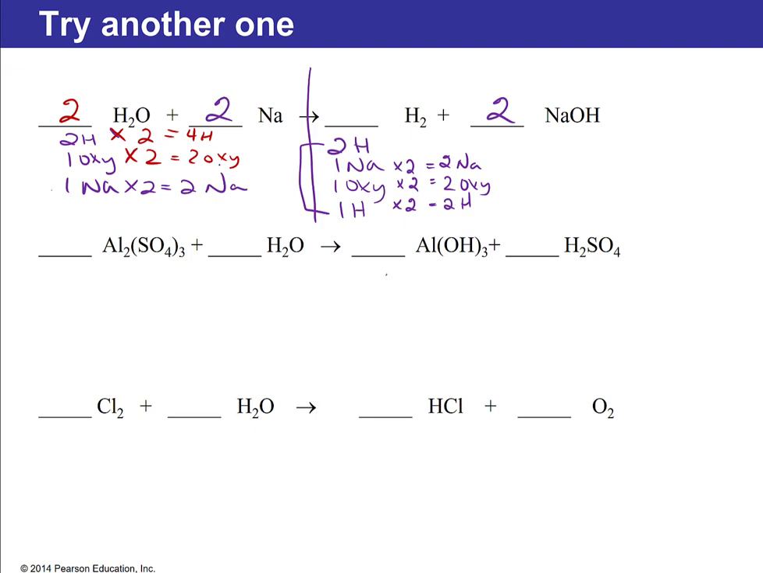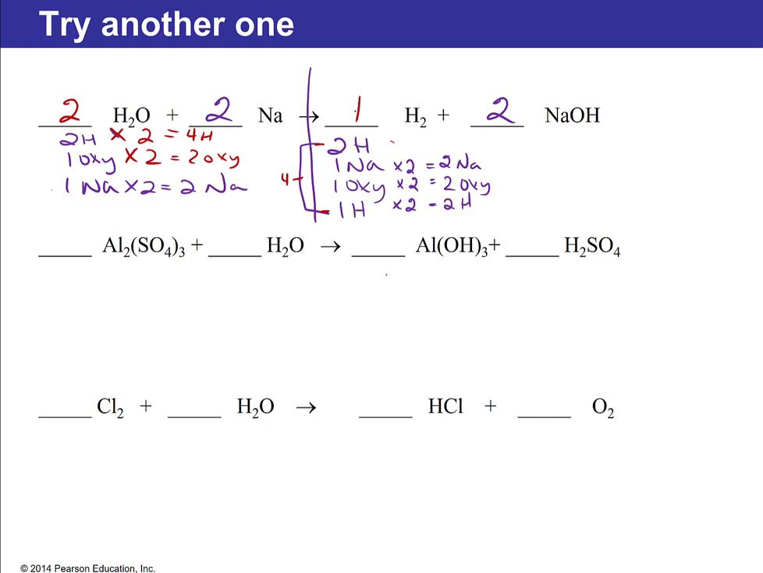So now I have two sodiums. I didn't mess those up. I have two oxygens on both sides. I didn't mess those up. Those are good. And now I have four hydrogens on the reactant side. And if you look over on the product side, I have two hydrogens up here and I have two hydrogens down here. So I have four hydrogens total. So that's a one. I don't have to change the number of those hydrogens. If I didn't have to put anything here, that means that just one was needed in order for the balancing.